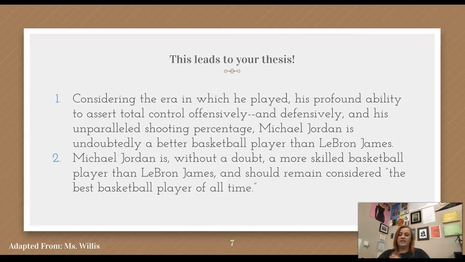So here we have a clear assertion. It's not an announcement. While the reasons aren't previewed, I still know that every single body paragraph, every subclaim, and all of the evidence is going to work to prove that Michael Jordan is more skilled and should be considered the best basketball player of all time. Now, I still may see a paragraph on the era, a paragraph on ability to assert control, and a paragraph on shooting percentage. Those things just aren't listed out. So here are two examples of two different styles of thesis statement.